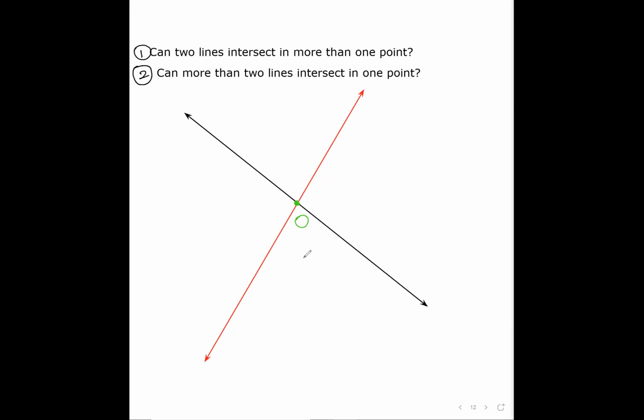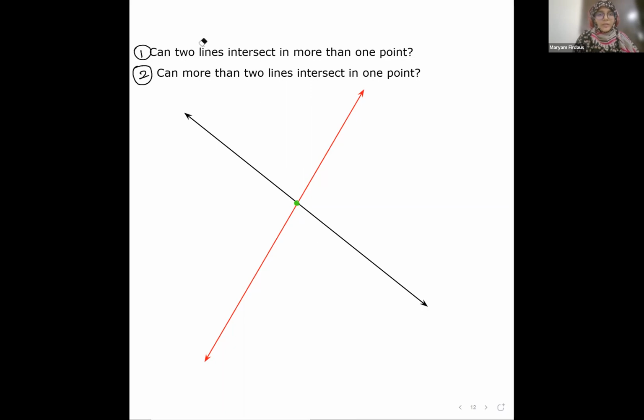They can intersect. Sorry, can you repeat? They cannot intersect. Can more than two lines intersect in one point? You're saying they cannot? Okay, let me show you. Let me first just erase this.